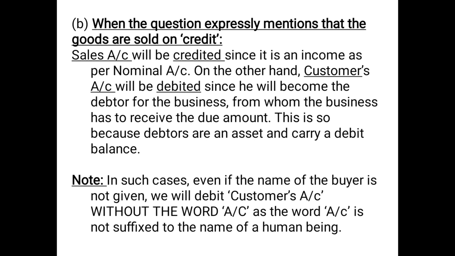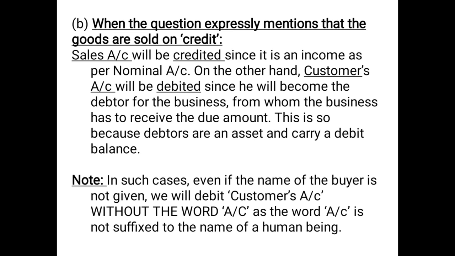Debtor means what? We have already discussed the term debtor while discussing the basic terminology chapter. Debtors are the persons or institutions who owe some money to the business. That means debtors are an asset for the business, and asset, as we know, we have discussed the rule that asset carries a debit balance. So we'll debit customer's account or debtor's account to sales account.